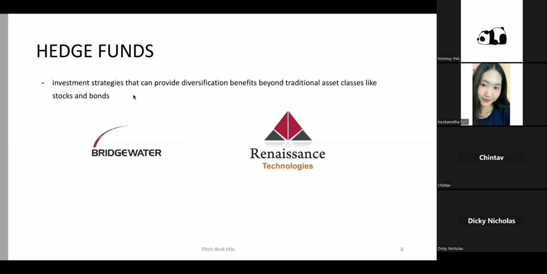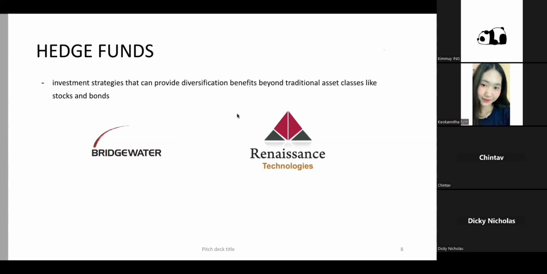Yeah, and the reason I add my hedge fund in my portfolio is because I have quite a lot of risky investment. So I think I need a strategy to mitigate that risk and increase the return in the future. And yeah, that's all for my alternative investment.